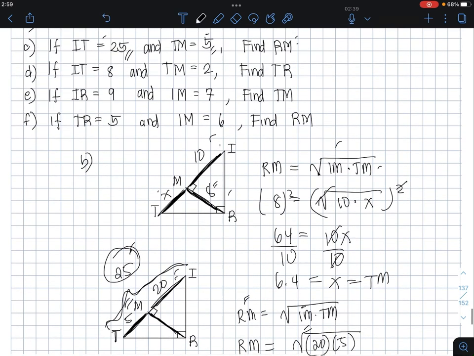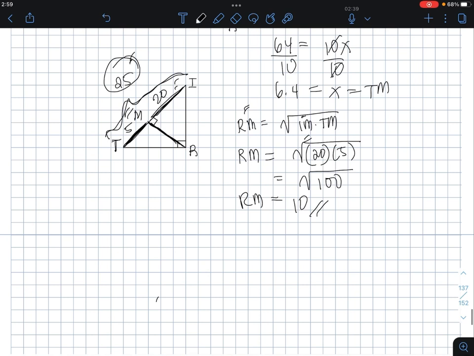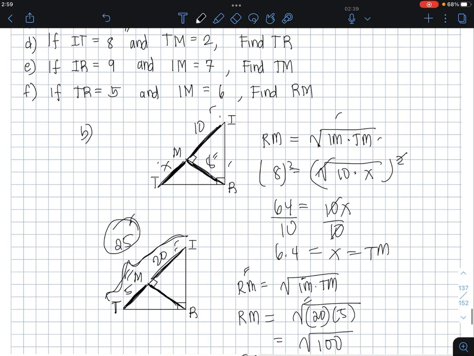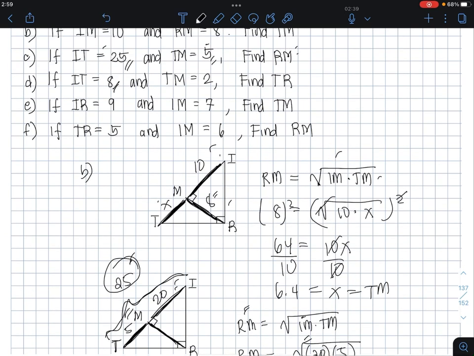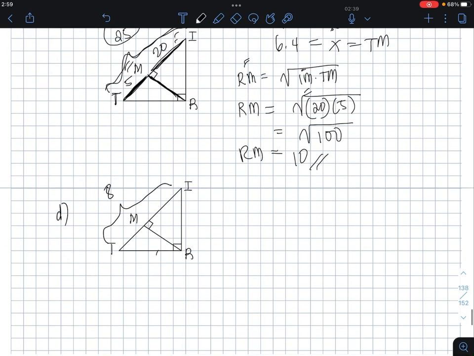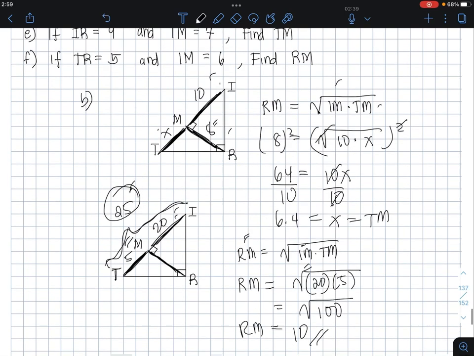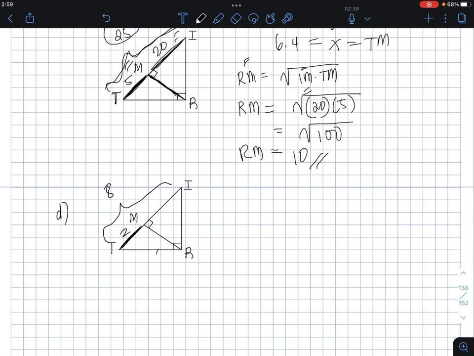Next, let's have D. If IT is equal to 8 and TM is equal to 2, find TR. Okay, so copy uli natin yung figure. So, this time for D, so sabi, IT is equal to 8. So, IT, yung whole hypotenuse is equal to 8. And then, TM is 2. So, TM daw is 2. Find TR. So, TR is this length. So, let's say X.